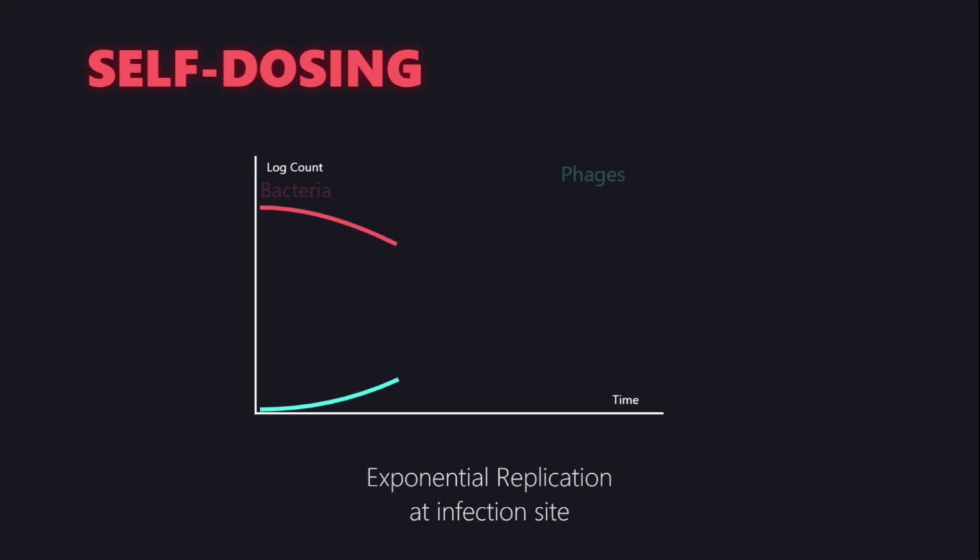The phage population replicates exponentially at the site of infection as long as susceptible bacteria are present. This localized amplification allows for significantly lower initial doses compared to traditional drugs. Phage clearance is primarily mediated by the reticuloendothelial system, particularly involving the liver and spleen. The half-life varies depending on the route and formulation, typically ranging from minutes to a few hours in the bloodstream.